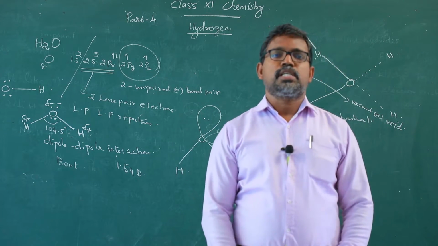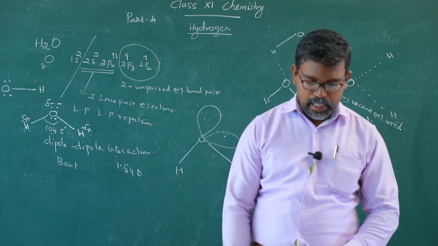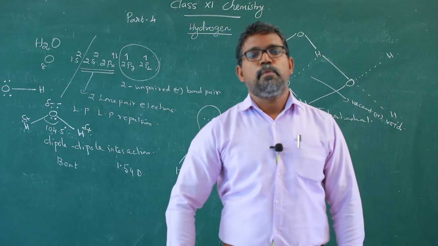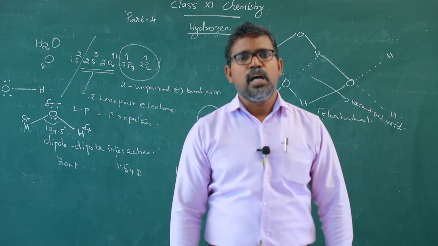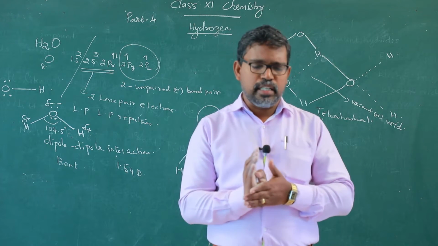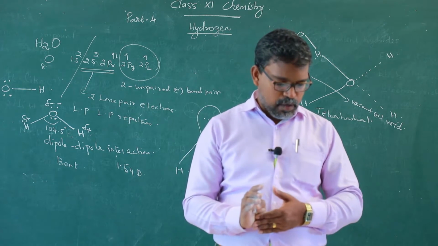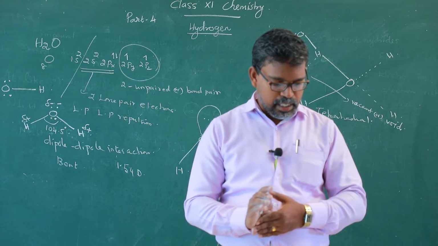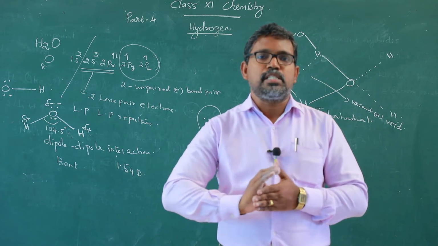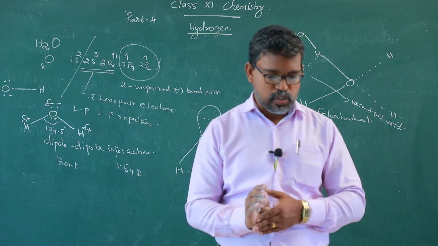So now we are going to discuss the physical and chemical properties of water. We know that water is a liquid and its freezing point is 0 degrees Celsius, and the boiling point is approximately 100 degrees Celsius or 100.2 degrees Celsius. Especially 100 degrees Celsius is the exact boiling point of water. And the maximum density is 1 gram per cubic centimeter at 277 Kelvin or 4 degrees Celsius.